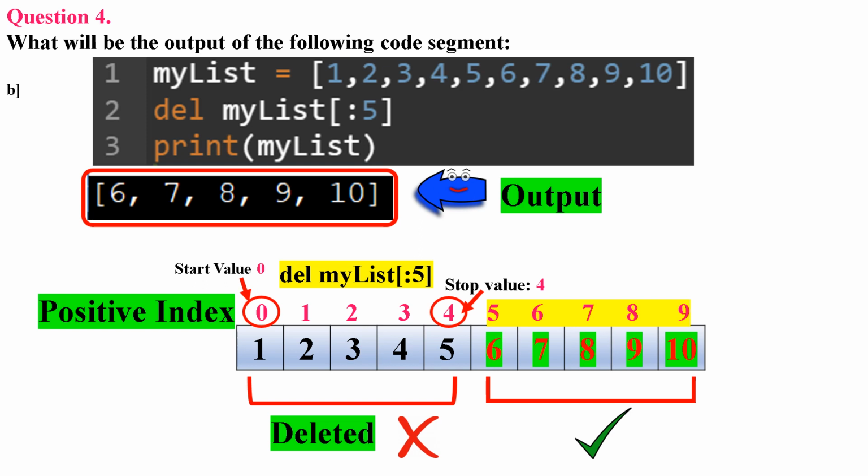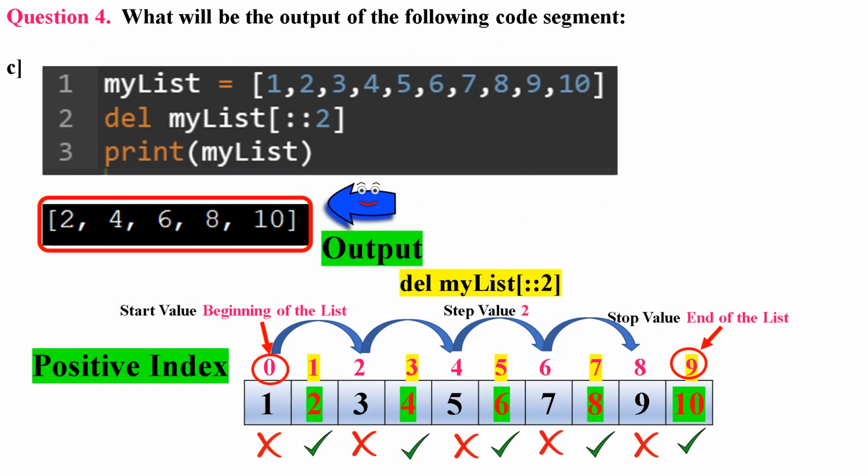Here, start value is the beginning of the list, index 0. Stop index is 5 exclusive, so stop value is 4. And step value is default value 1. So, elements at indices 0, 1, 2, 3, and 4 will be removed from mylist. After this line, mylist will be a list containing values 6, 7, 8, 9, 10, as elements 1 through 5 have been deleted, and finally printed.